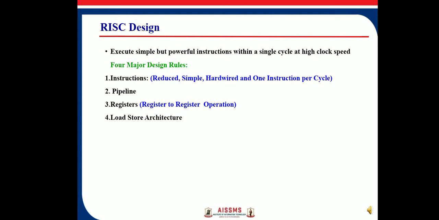Then pipeline. In the pipeline, instruction fetch, execute and data transfer are performed in parallel. This means that when the processor is fetching the next instruction, the previous instruction is being executed, and for the instruction before that, the operation is data transfer. So instruction fetch, execute and data transfer are done in parallel.